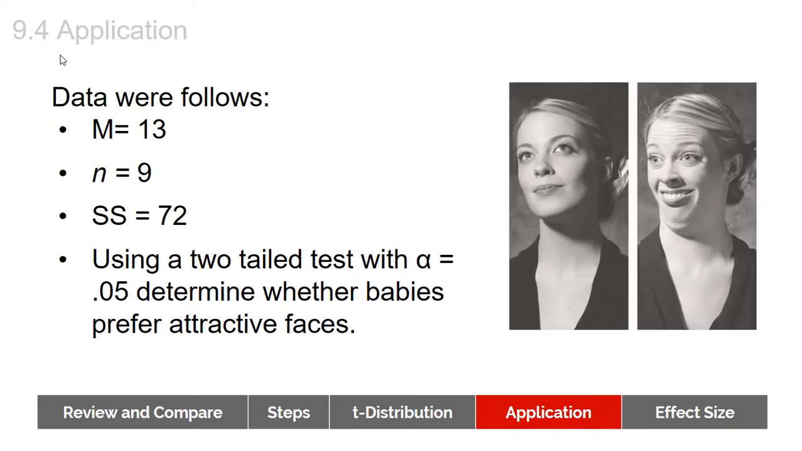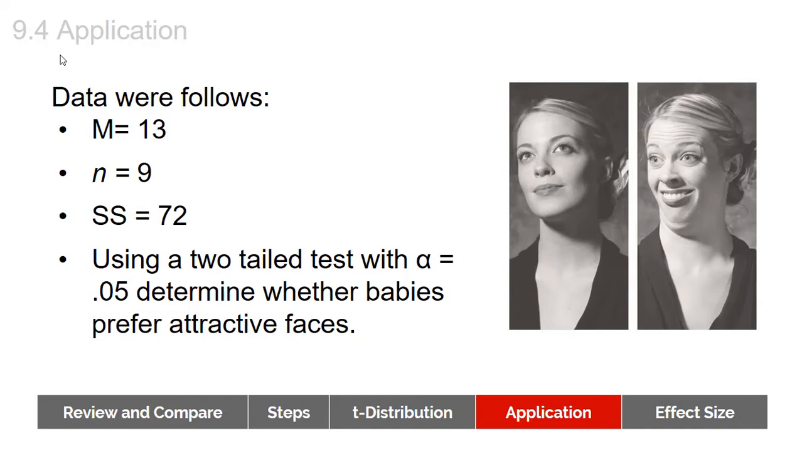The mean of our 9 babies was 13 seconds spent looking at the attractive faces. And we had a sums of squares for our group of 72. We're going to need this for later. We're going to use a two-tailed test with the alpha of 0.05 to determine whether babies prefer attractive faces.